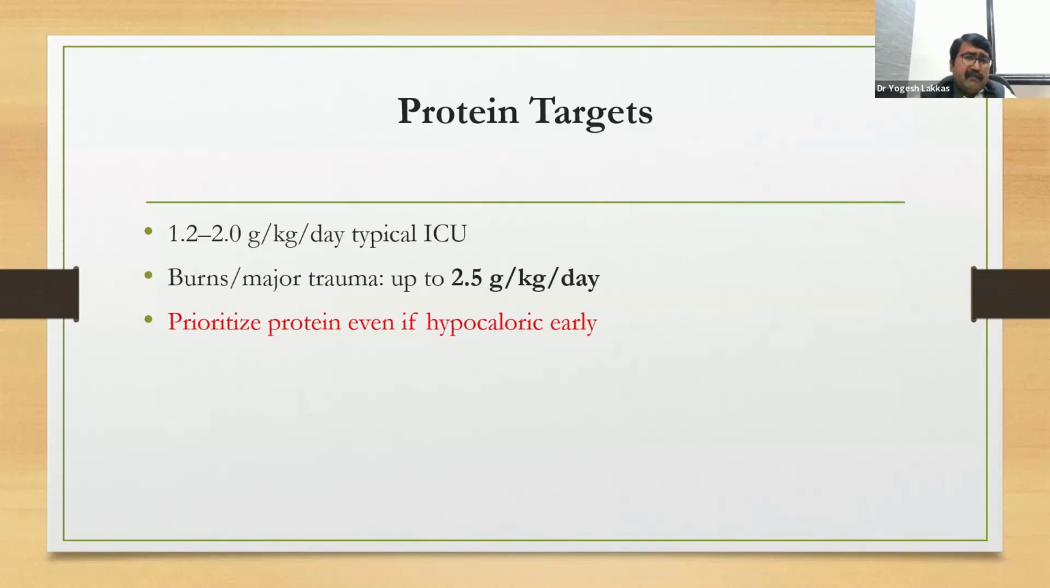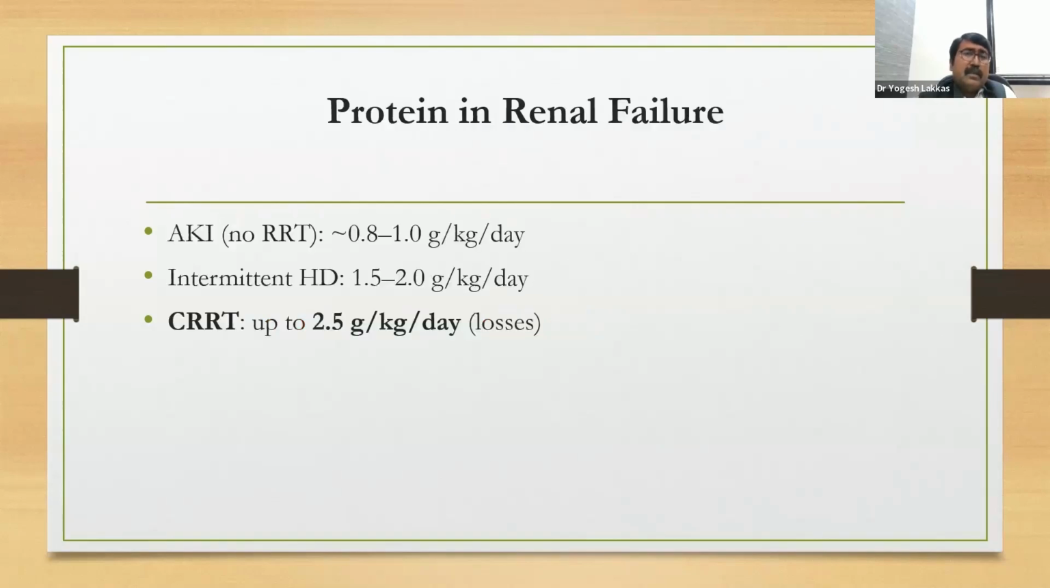Prioritize protein even if hypocaloric nutrition is started earliest. Protein prioritization is a very important aspect. That is a very important principle in ICU nutrition, or in formulating the nutrition for a patient.